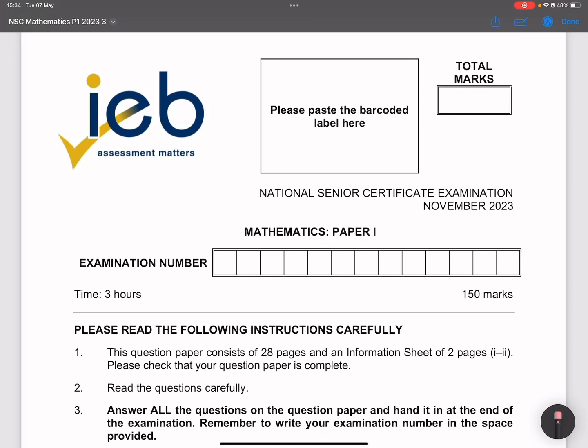Right, and today we are looking at the IEB Mathematics Paper 1 for November 2023. Some people have been telling me that it was a bit of a nightmare in some parts.